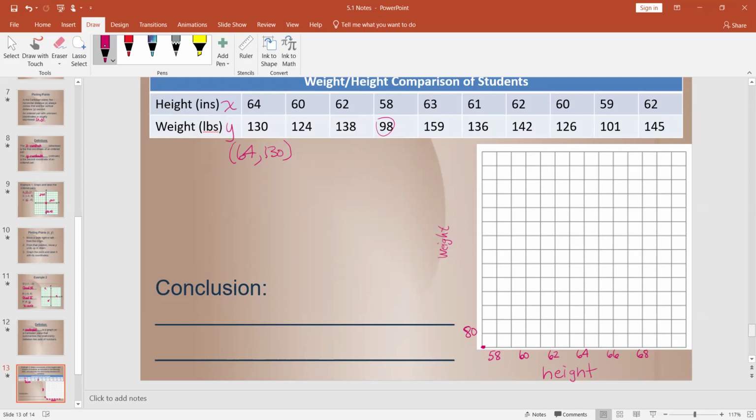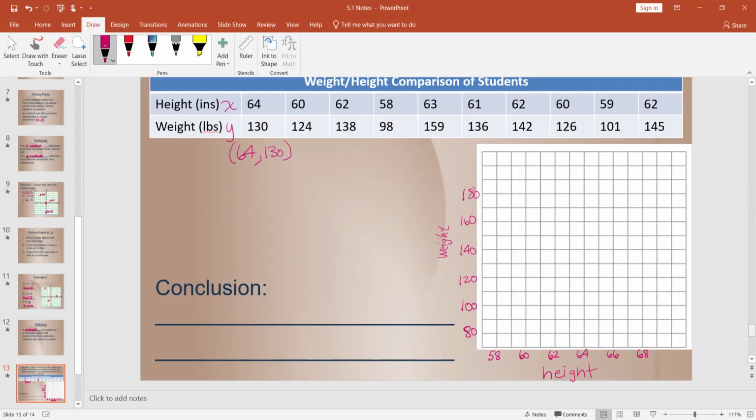90, 100, 110, 120, 130. Nope, that won't quite fit, so we'll just do every other one. 100, 120, 140, 160. That's as far as I need to go. Okay, so let me erase that point. That's not on our scatter plot.